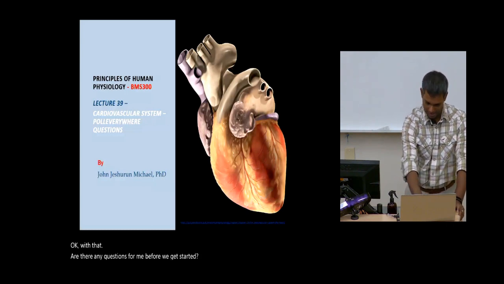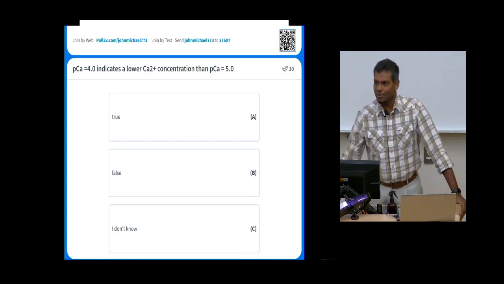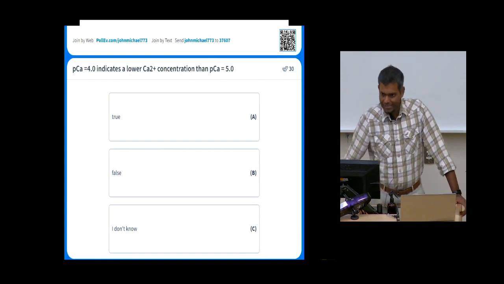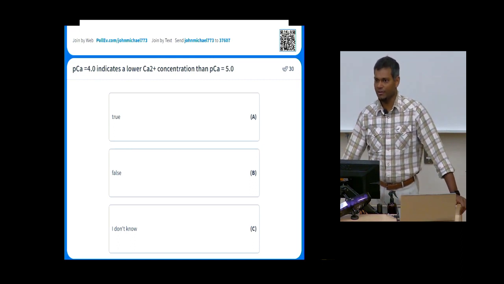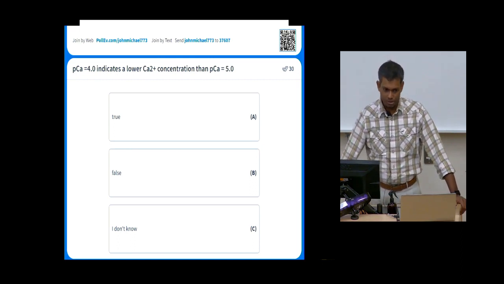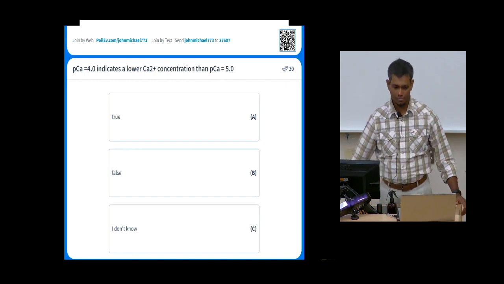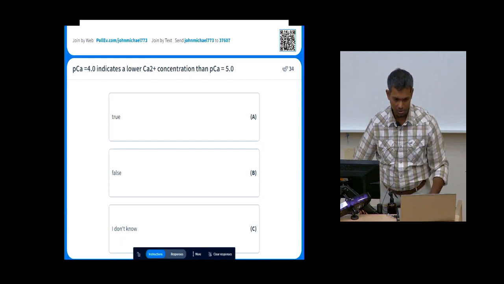Nothing at all? Okay, all right, let's get into a lot of questions then. So the first question is, a pCa value of 4.0 indicates a lower calcium concentration than a pCa of 5.0. True or false? Is it locked?